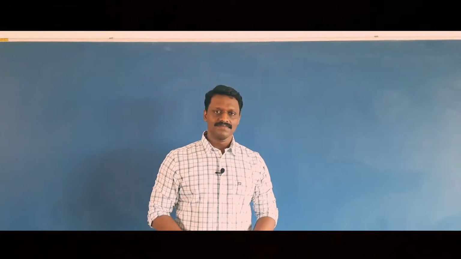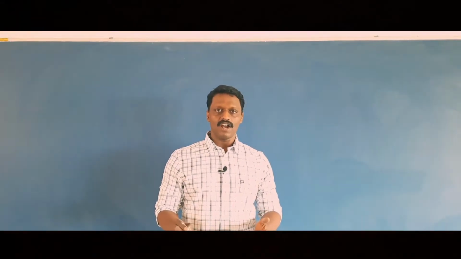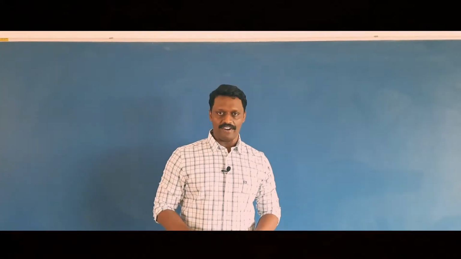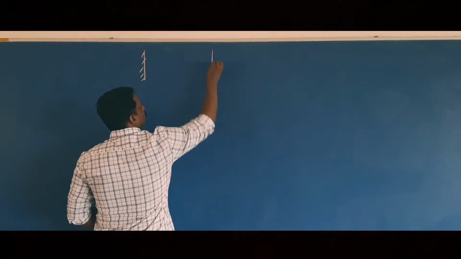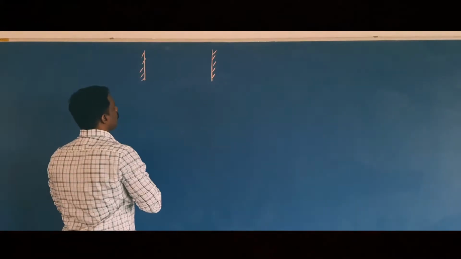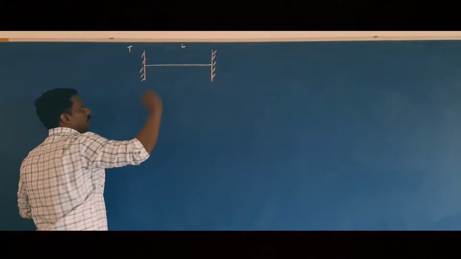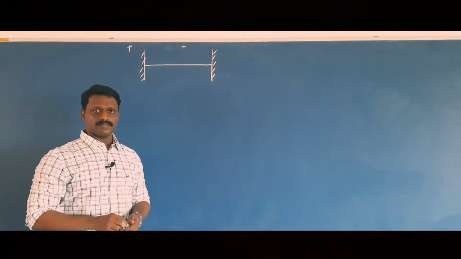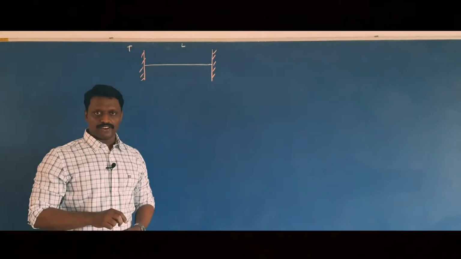The fundamental frequency of a stretched string and the fundamental modes of vibration. To find the fundamental frequency, let us consider a string of length L which is held taut under a tension T between two rigid boundaries. So let this represent a rigid boundary, and we have a string of length L which is held taut with a tension T between these two rigid boundaries. Now if the string is excited, a wave pulse travels through the string.